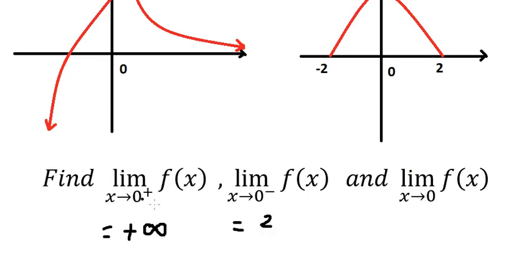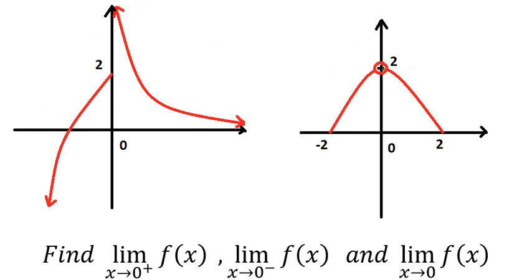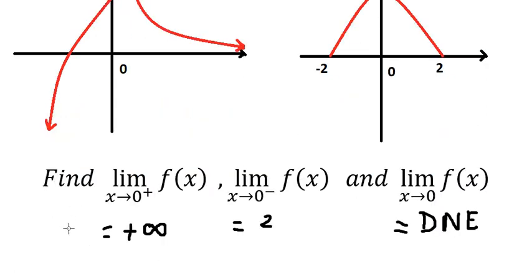Because on the left and on the right, they are not the same. So this one should be: does not exist, because on the left and on the right they are not the same value. Now let's go to the second one.